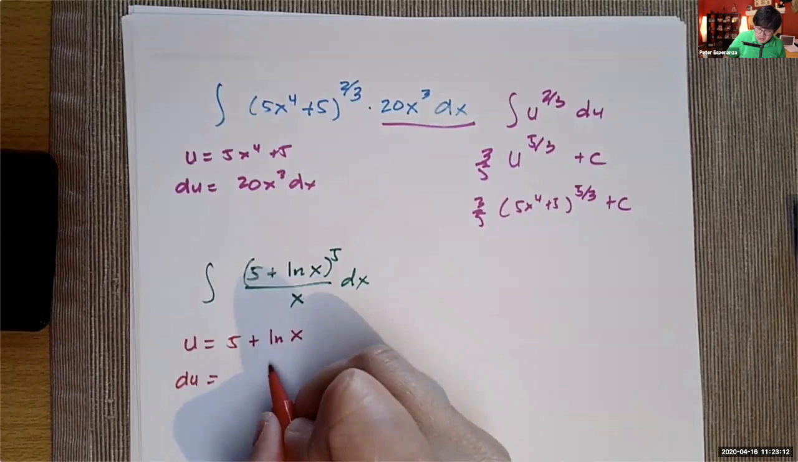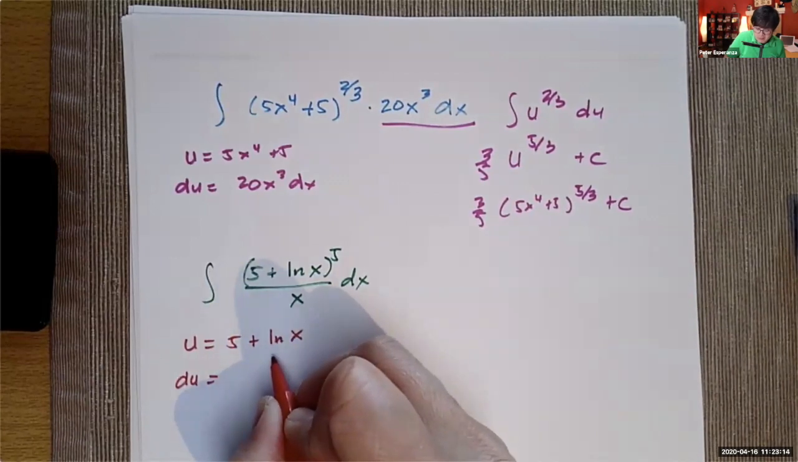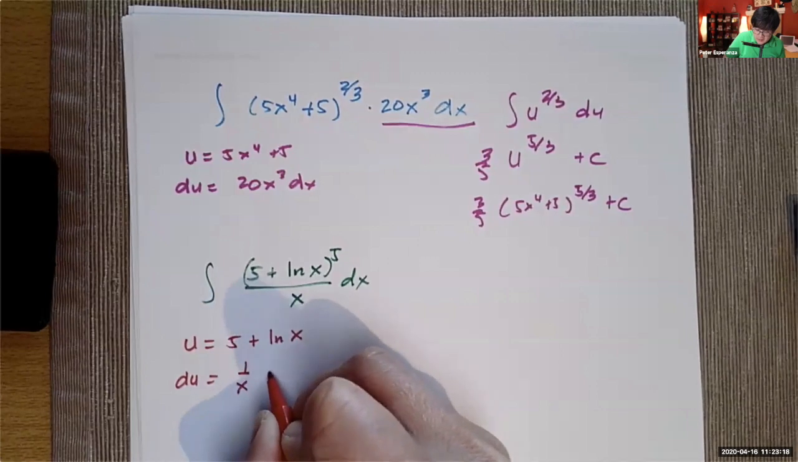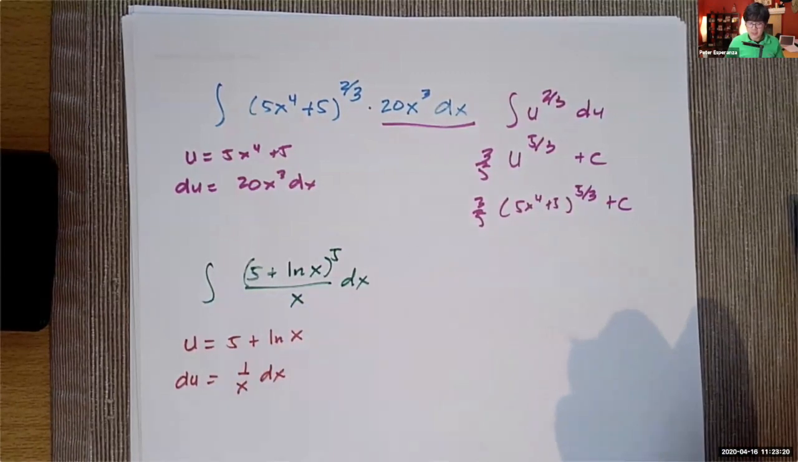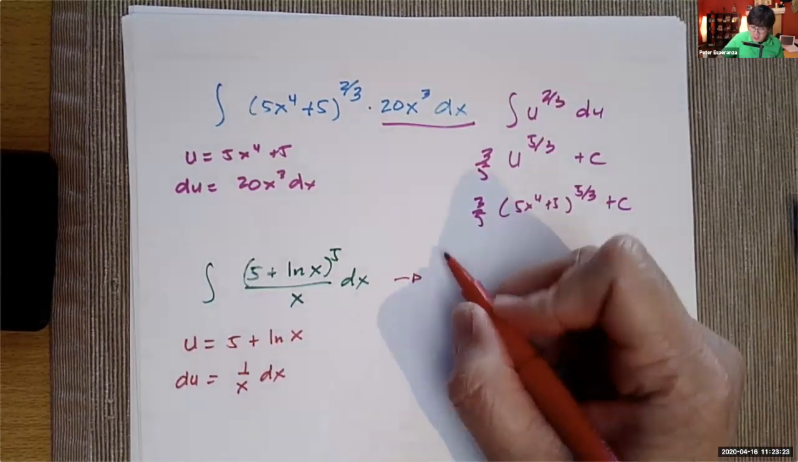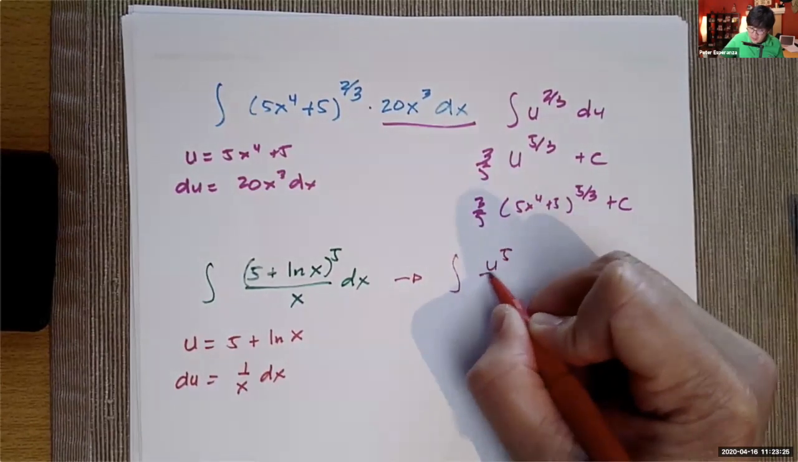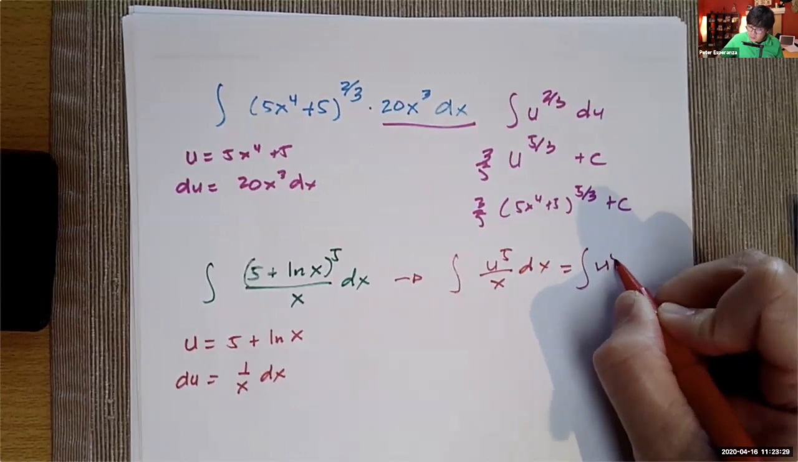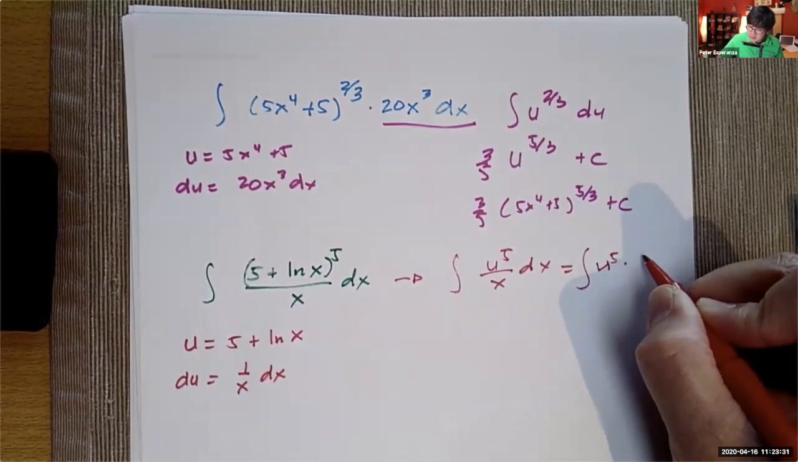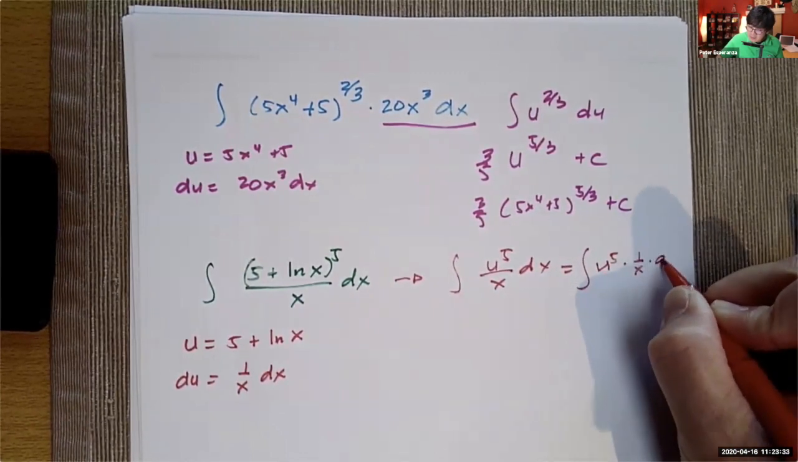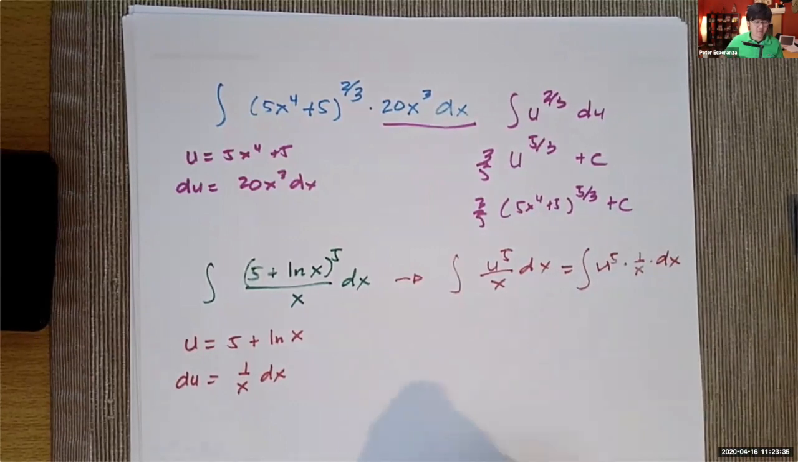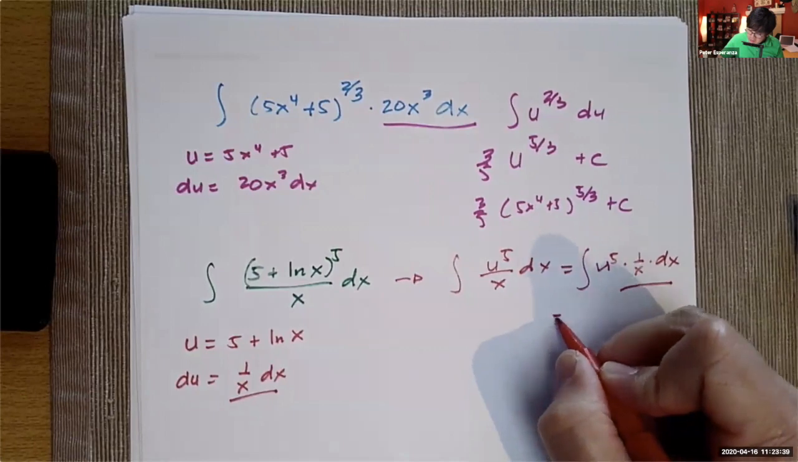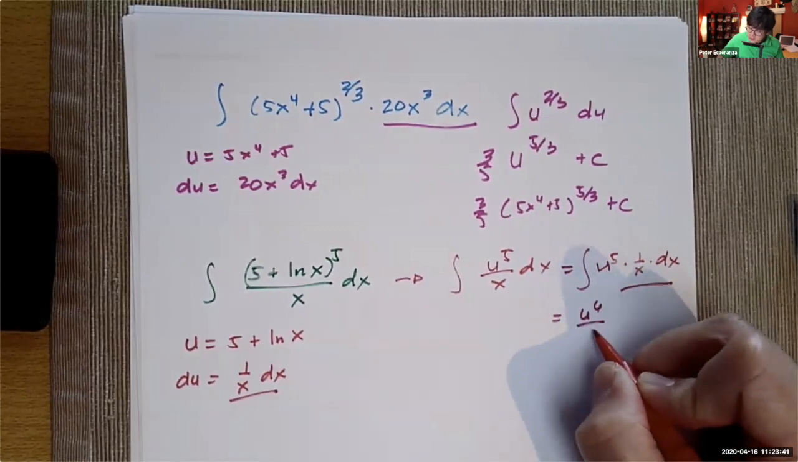But if you know your derivative, this is constant, so it's 0. It's 1 over x dx. And that is our function that we can modify. So we have u to the 5th all over x dx. And we know that this is also u to the 5th times 1 over x times dx. That's another version of that function, and this is obviously the same as that. So taking the antiderivative is u to the 6 over 6.